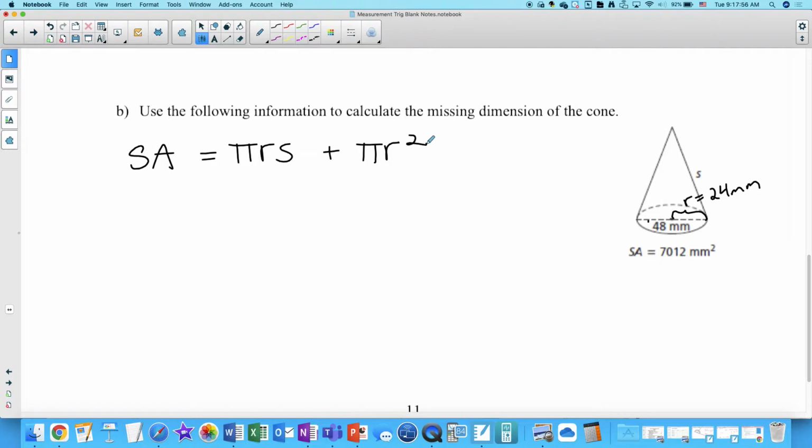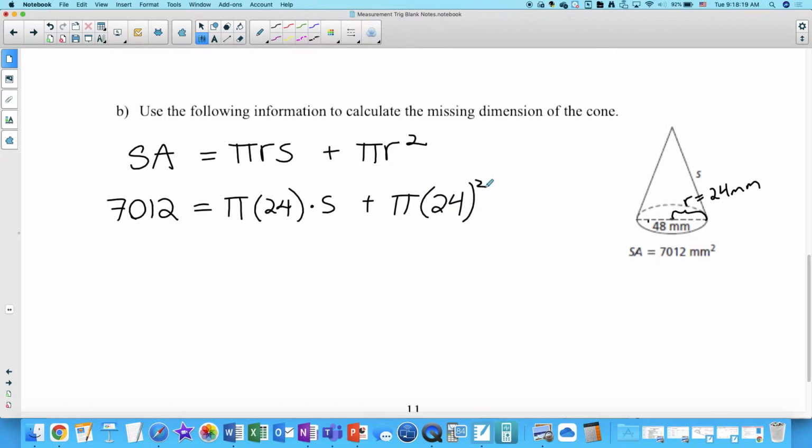The next step is to substitute in. We know the surface area, so I'm going to replace it: 7,012 equals pi. Do we know the radius? Yes, that's 24. Times 24. We don't know the slant height, times s. Plus pi times 24 squared. All right, now what would you do?